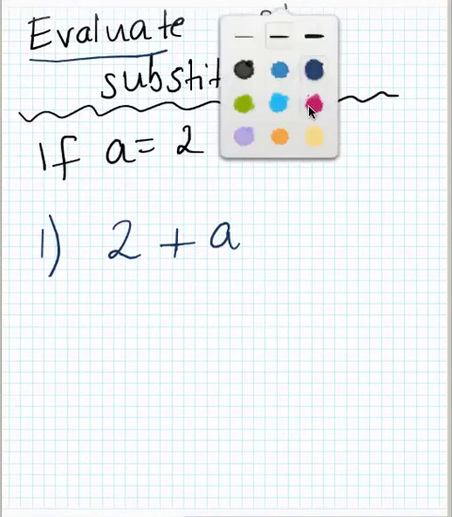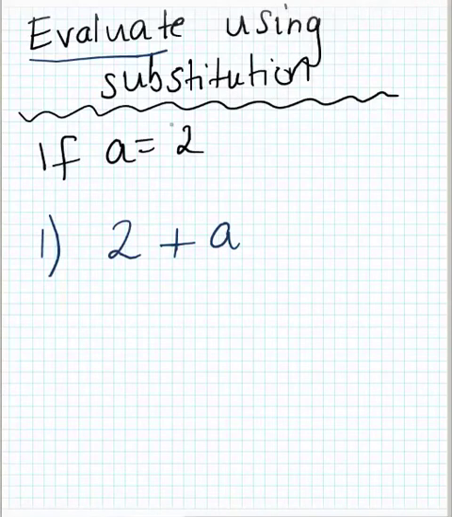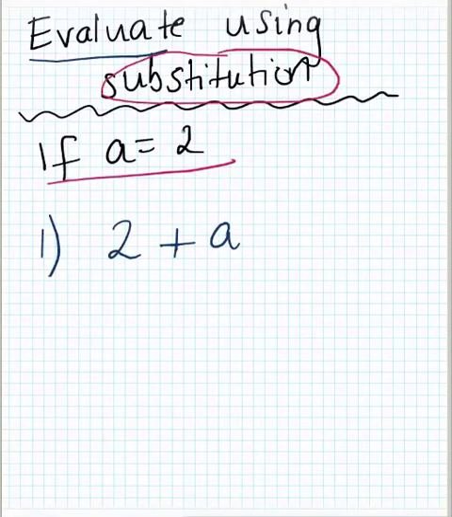But because we're given a value, up here it's telling us a equals 2. So instead of a here, we're going to replace a with 2. So they're telling us if a is equal to 2, we're going to use substitution. So we're going to replace this a with 2 and then evaluate it by adding it up. So we'll have 2 plus, instead of a now, we'll put a positive 2.